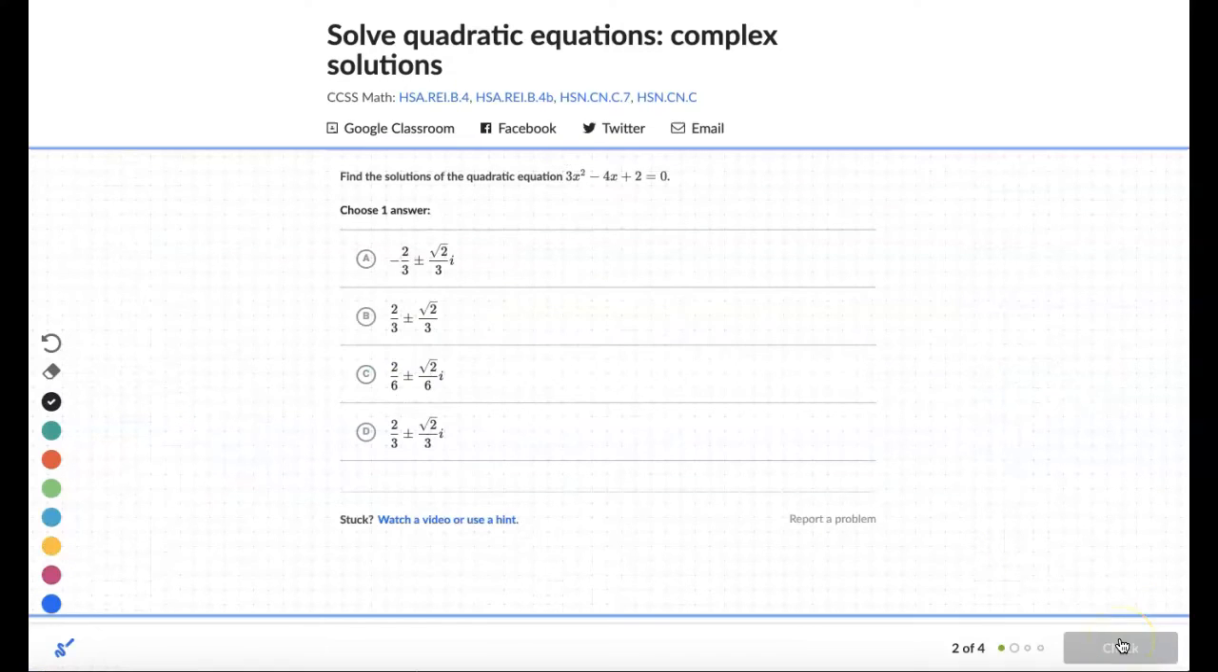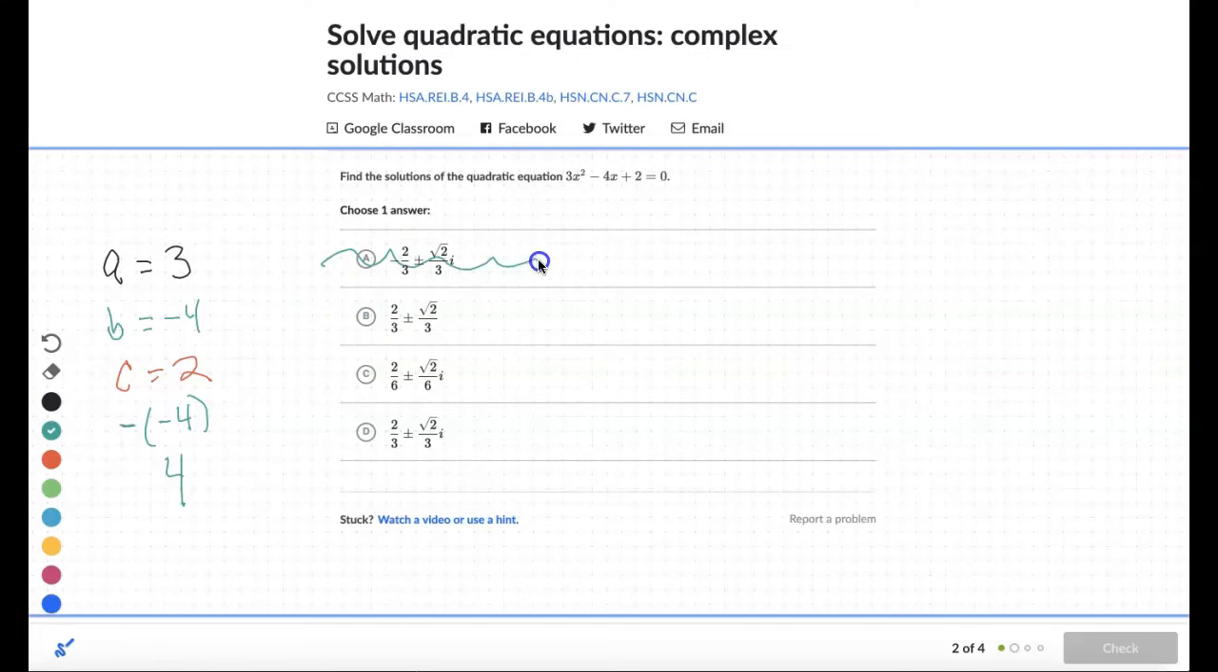Cool. Just focusing on the opposite of b plus or minus the square root of b squared minus 4ac. So our a term in this case is 3, our b is negative 4, and our c is 2. So the opposite of b is going to be a positive 4. So that will eliminate this negative here, and that's the only thing that gets eliminated.